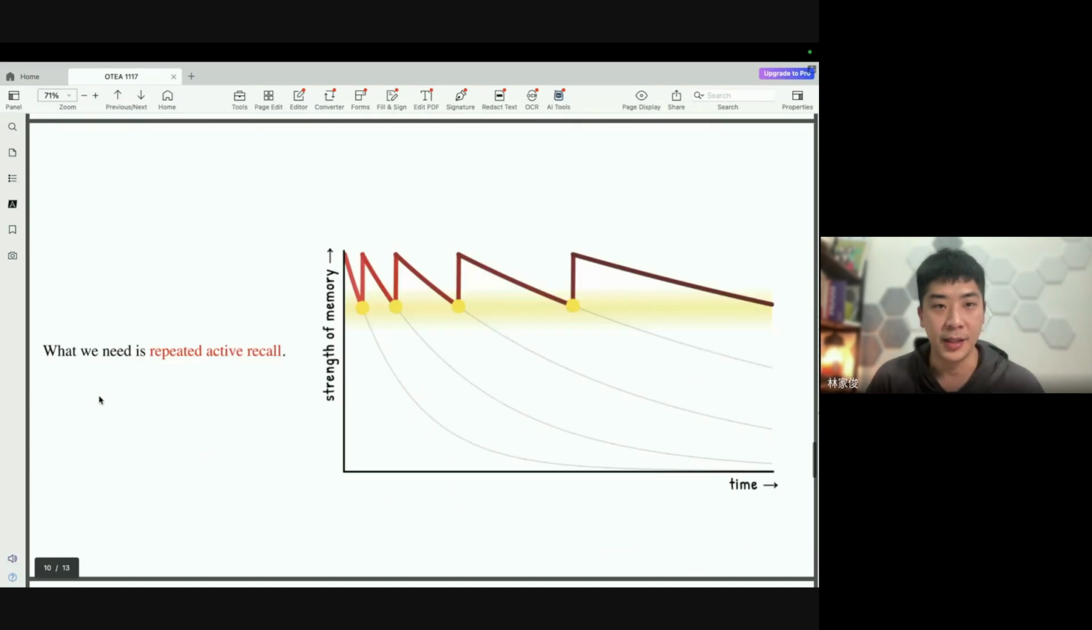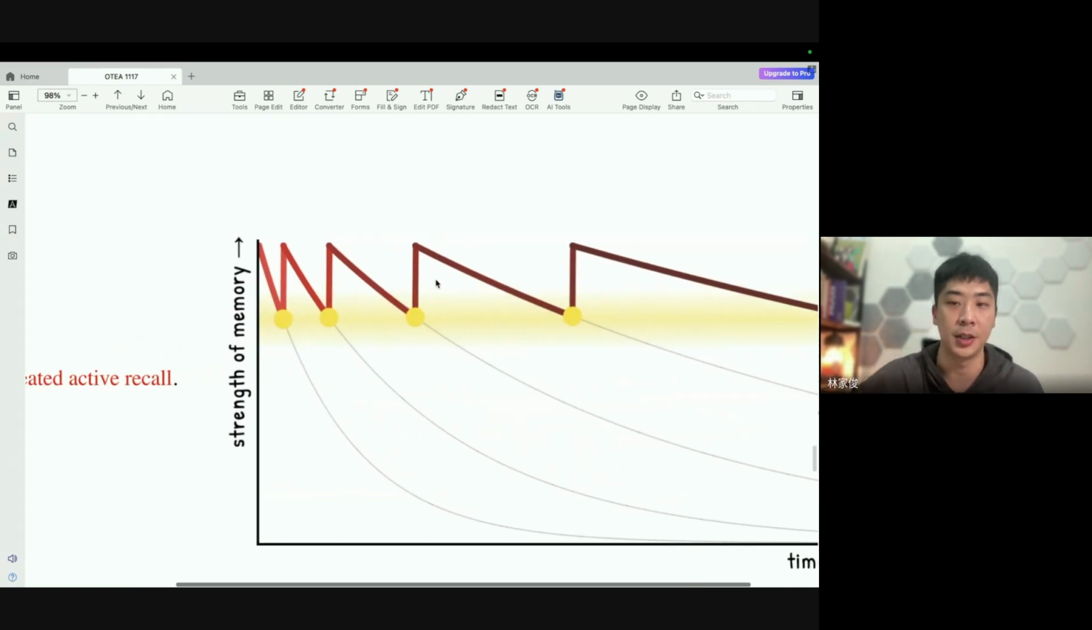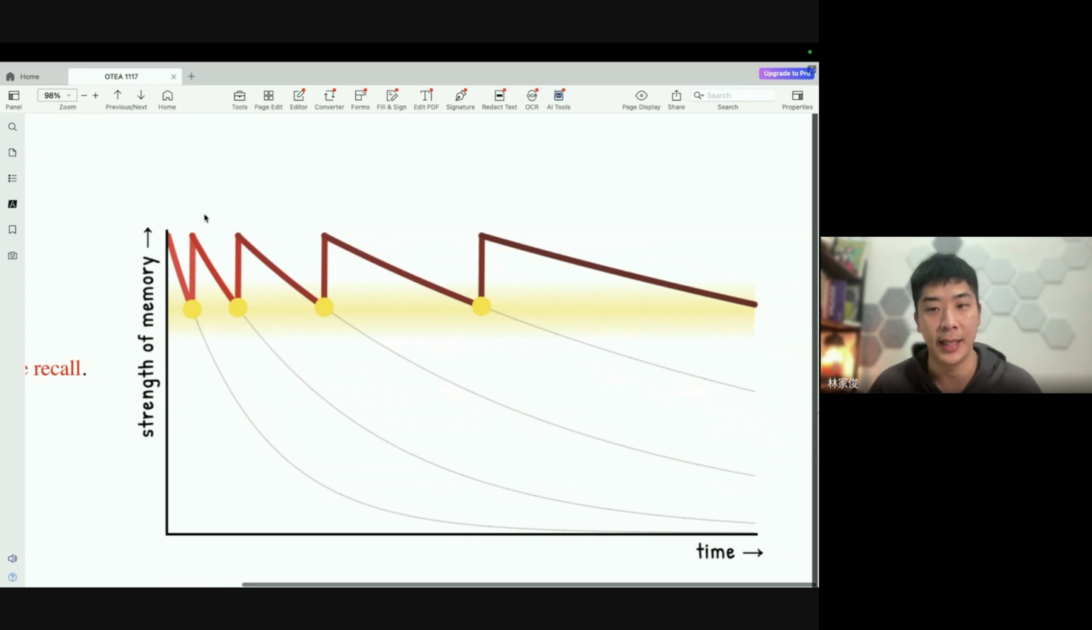What we need is not a single recall. What we need is repeated active recall. Once we recall information many times, our memory retention curve changes. We can see that the rate of memory decay slows down each time, which means every time we recall the information, the information will gradually go into our long-term memory. It takes more time for our brain to forget the information.